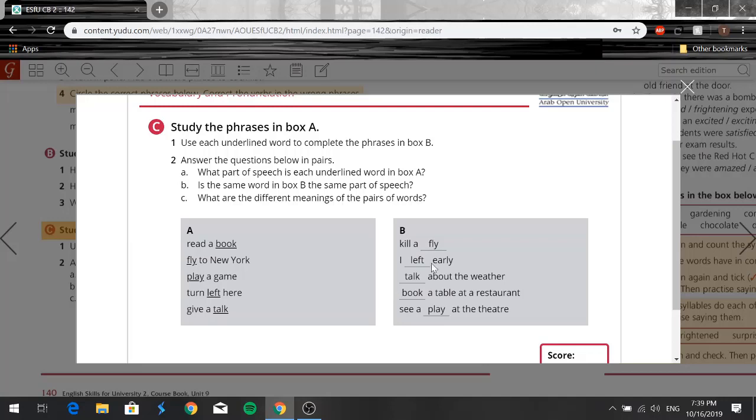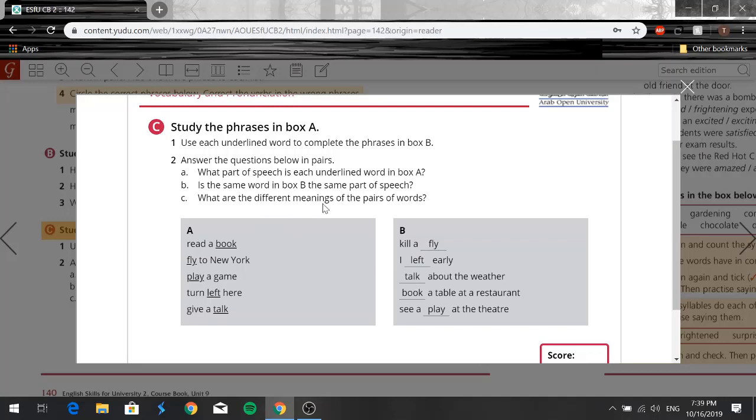Okay? Fly. So kill a fly. Fly is a noun, right? What else? We have play. See a play at the theater. Well, play in this case is also a noun. I left early. Left here is a verb, okay? And talk about the weather, again, talk is a verb, okay? So yeah, that's about it.